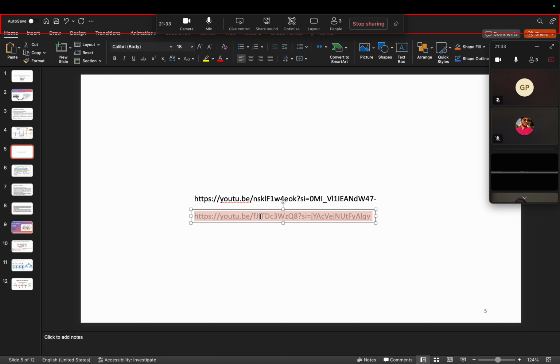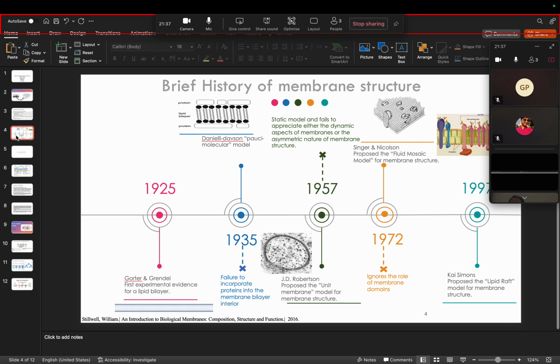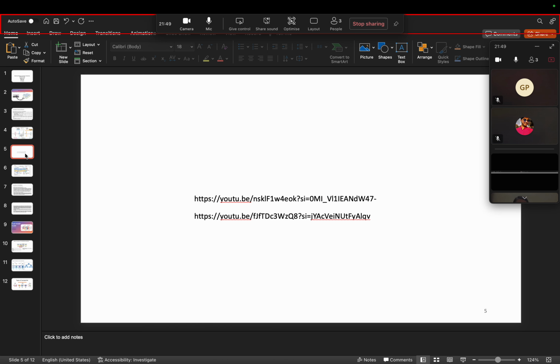As you know, membrane is a dynamic structure, right? So these were some of the drawbacks of the previous models. For example, the paucimolecular model basically told that the membrane is static, but if the membrane is static, then it won't be able to do most of its function, right?